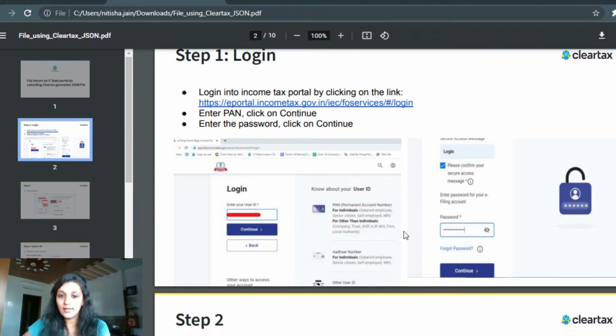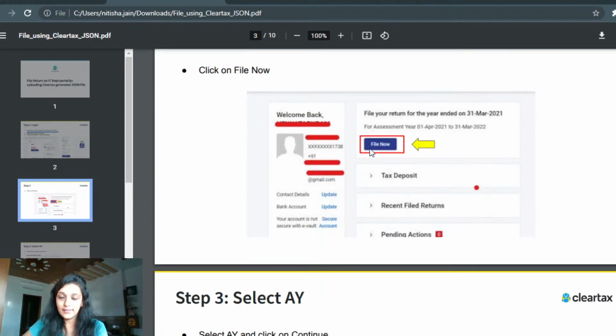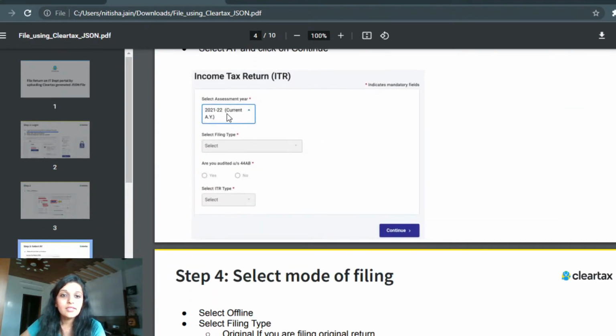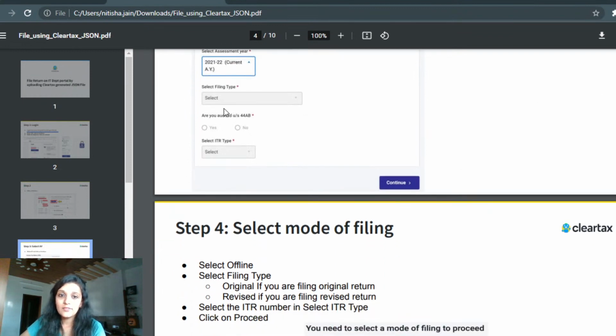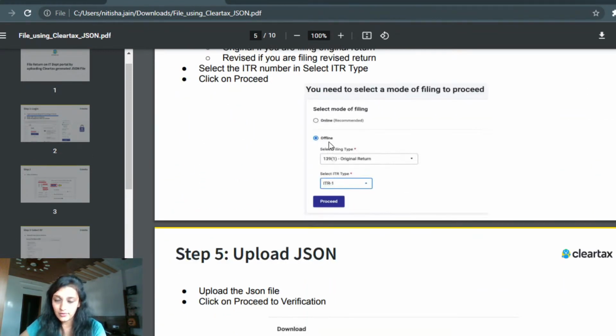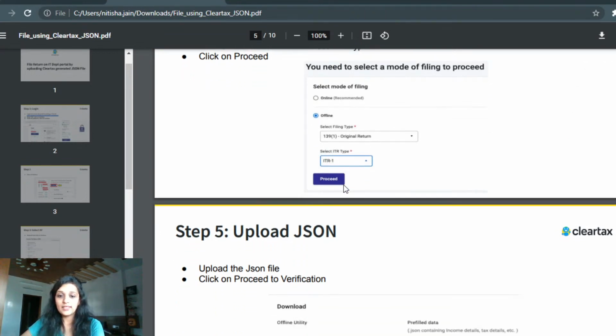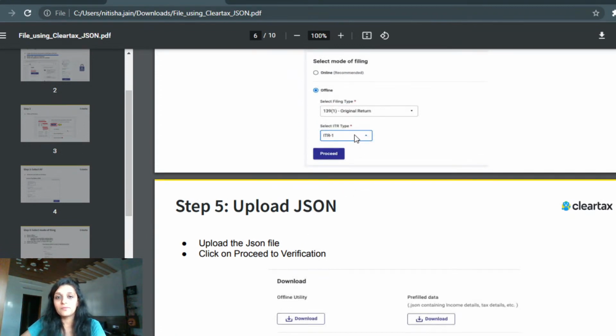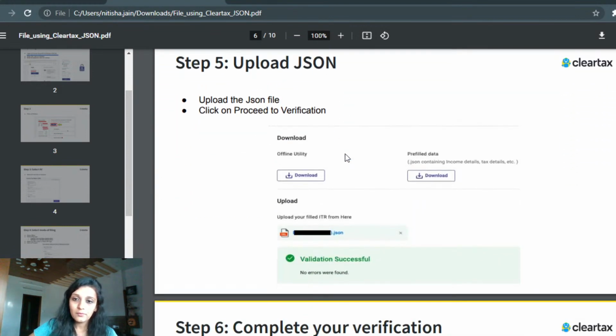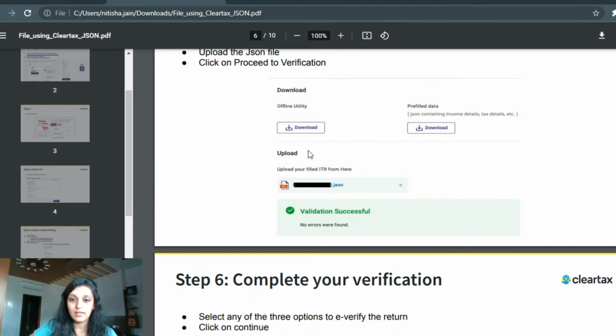Just log into the portal, enter the password, then click file now. First select the assessment year, then in the filing type select offline mode. When you select offline mode, select 139(1) original return and select the ITR type. As per your information it is ITR 1, 2, 3 or 4. Accordingly just select that and click on proceed. In the offline mode, attach the JSON file which you downloaded right now. Once you upload it, you will see a validation successful dialog box.